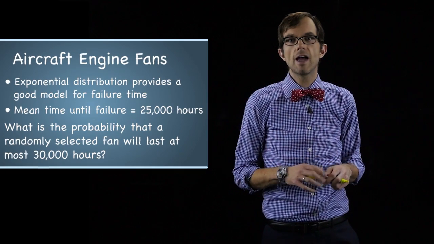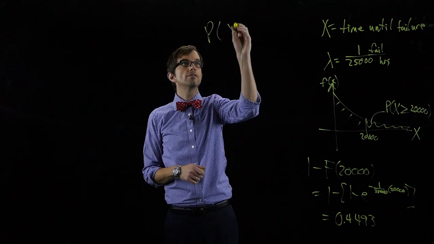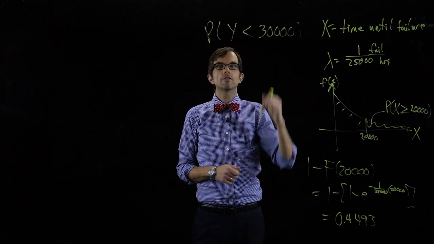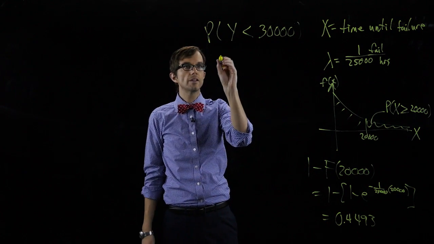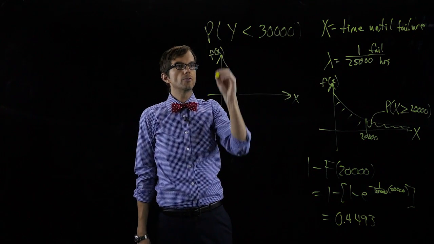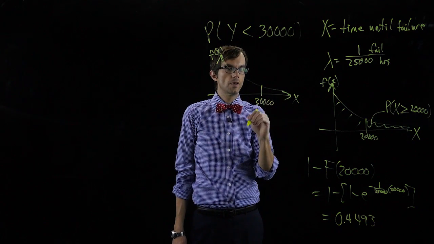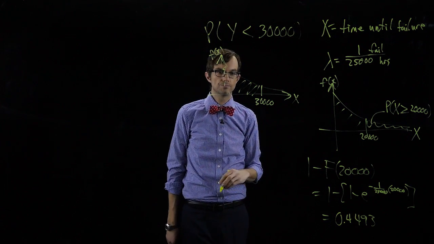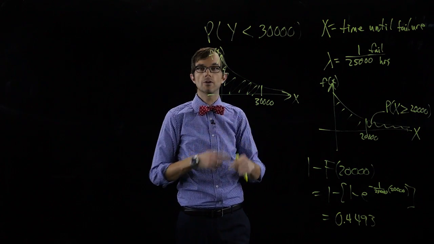Now let's look at at most 30,000 hours. At most 30,000 hours would suggest less than 30,000 hours, or less than or equal to 30,000 hours. Again, same difference. Let's take a look at what that looks like graphically. Here's x, here's our distribution, here's 30,000, and this is the area that we want to calculate, less than 30,000. That is the cumulative distribution evaluated between 0 and 30,000.